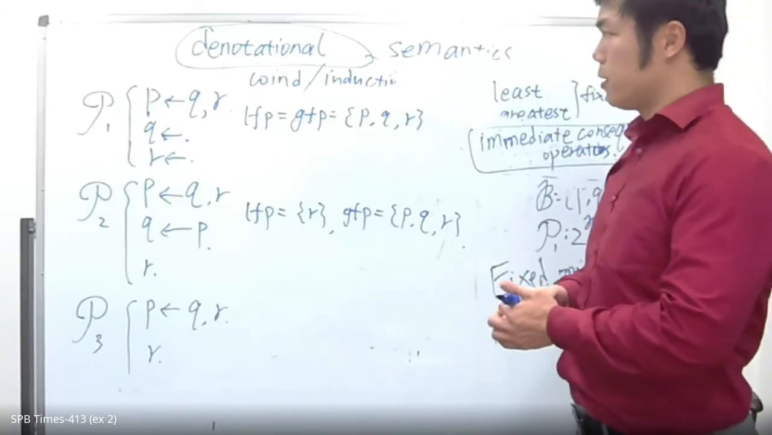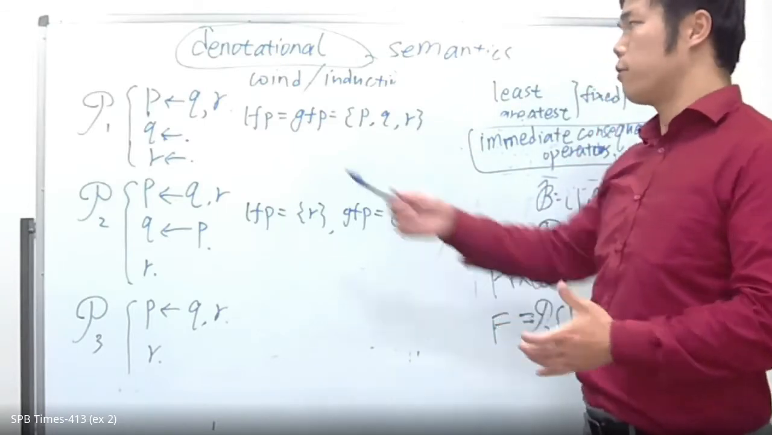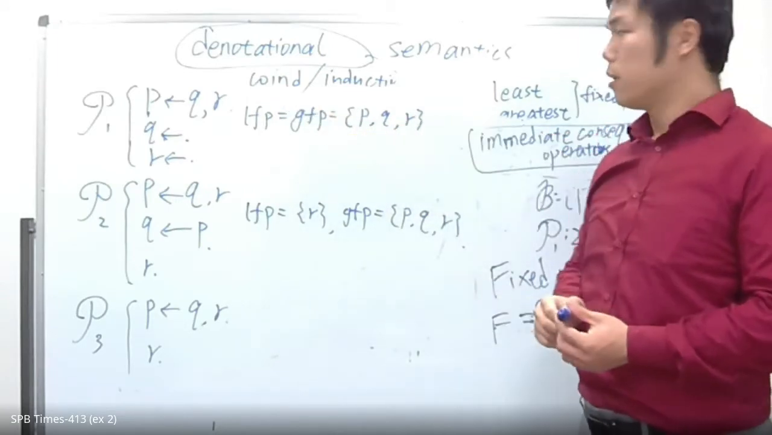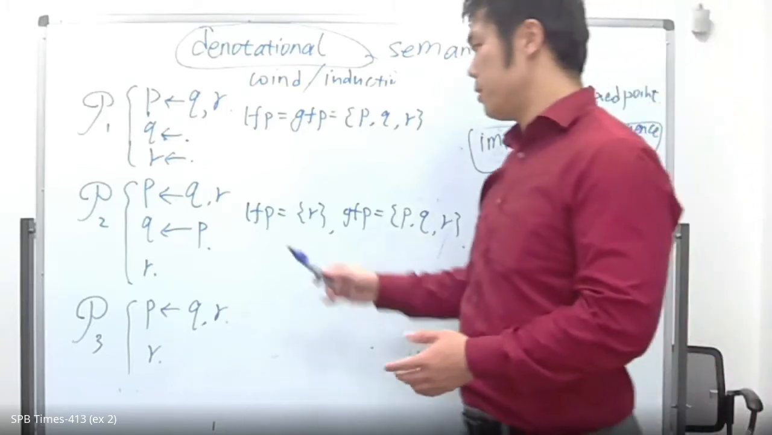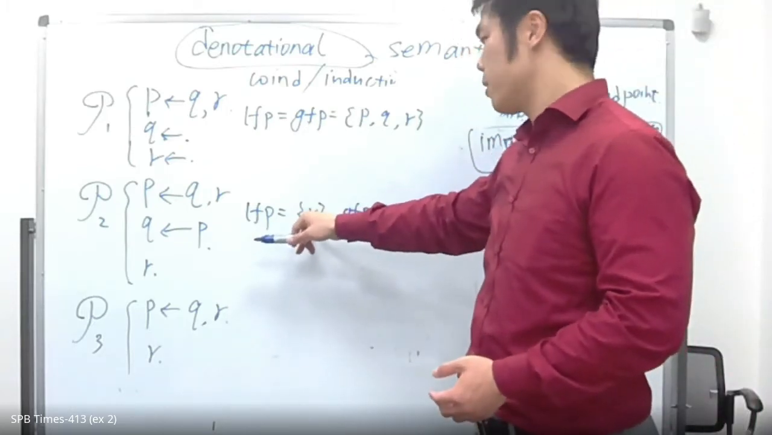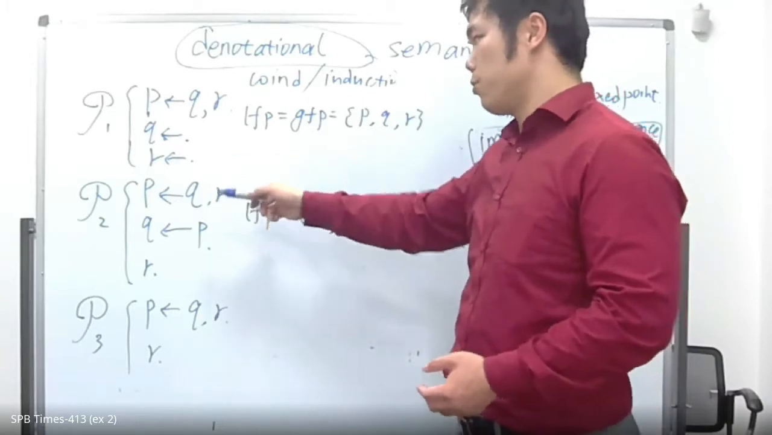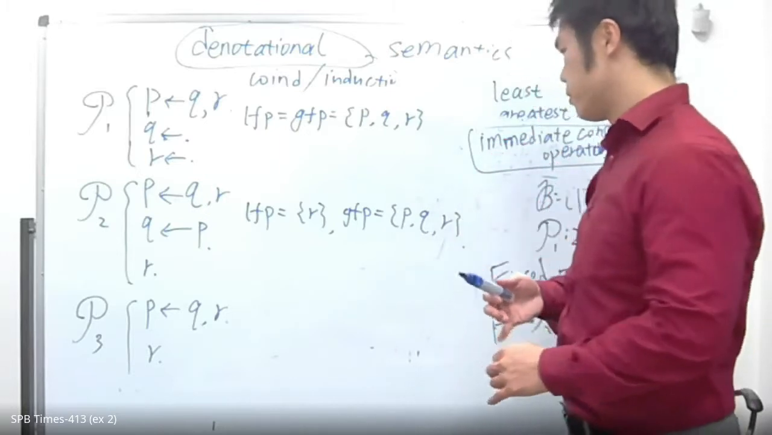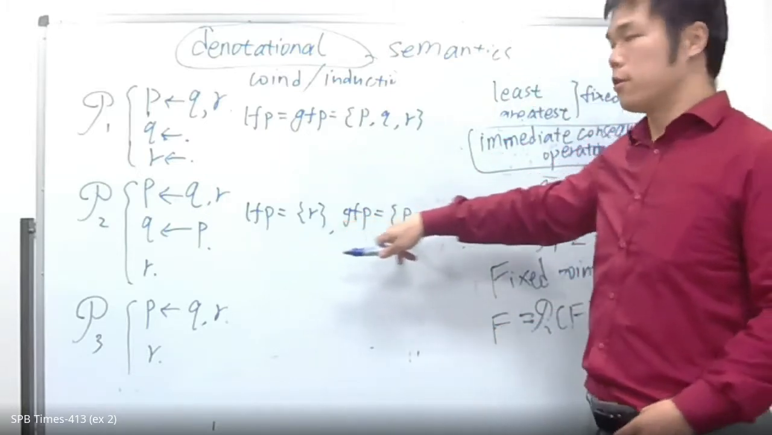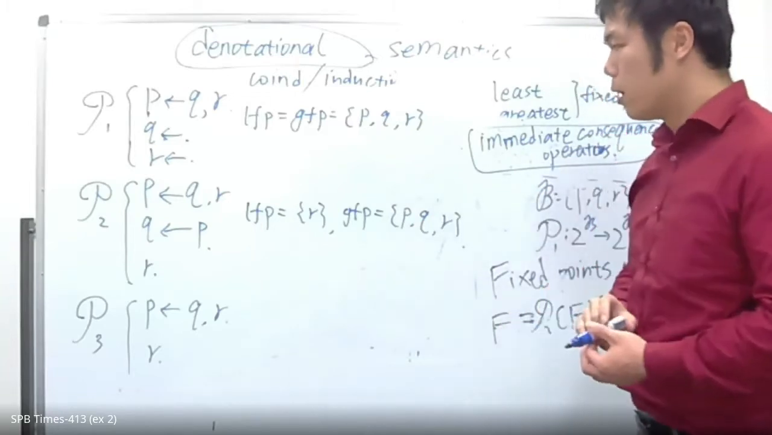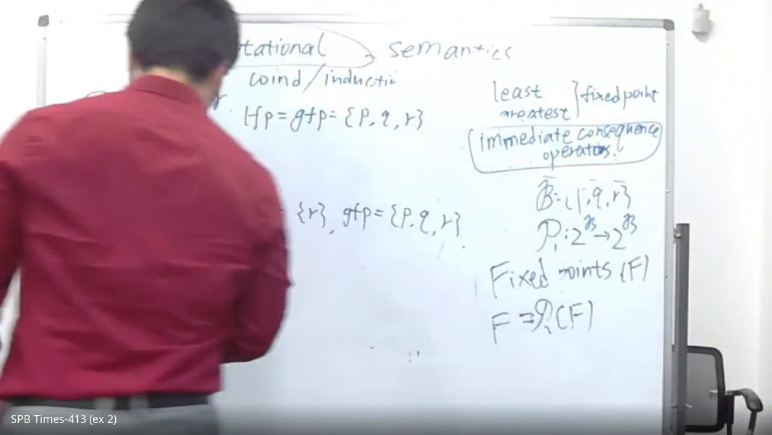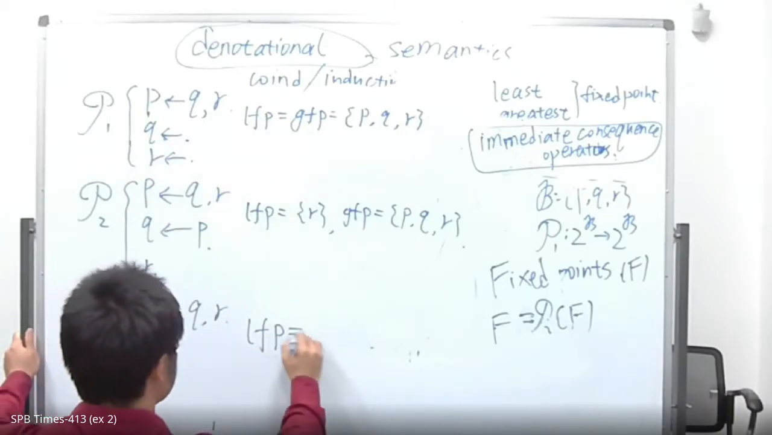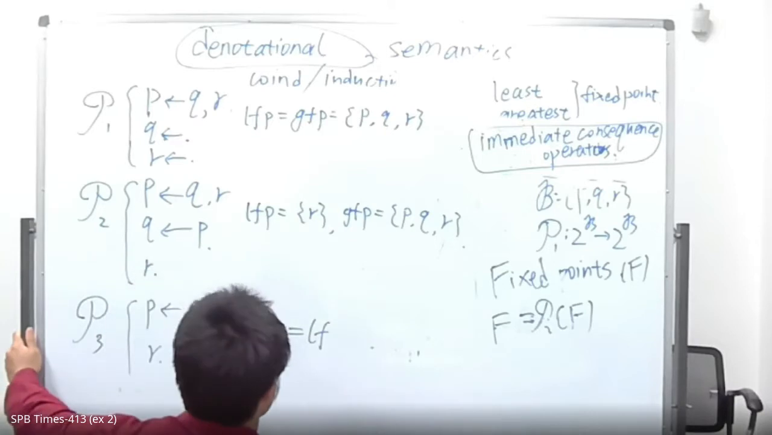In the case of program P1, all these three propositions have a finite proof tree. But for the program P2, only R has a finite proof tree, and the rest, P and Q, do not have finite proof trees, but they have infinite proof trees. Therefore, they are in the greatest fixed point, but not in the least fixed point. And similarly, if we follow a similar procedure of computation, we will have the least fixed point equals the greatest fixed point equals R.